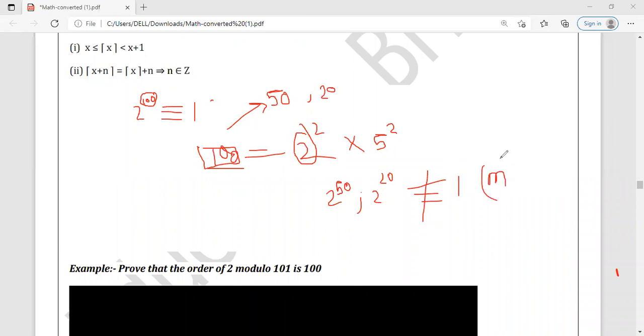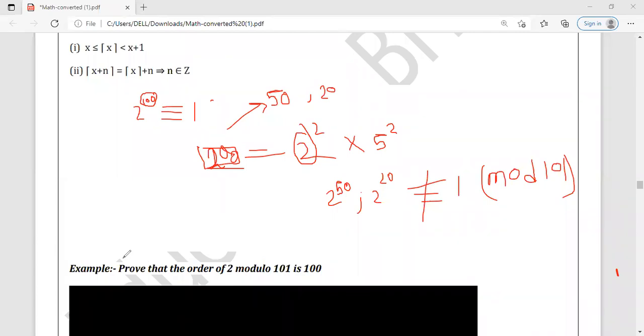This may take 4 lines, not 1 line. Don't write it as obvious, because actually everything is obvious here. So this is the proof. If I had given 2 to the power 200, then I would have prime factorized 200 and divided 200 by its prime factors, and I would show that 2 to the power of each quotient obtained is not congruent to 1 mod 101, and we will be done. So this is the process to prove this type of statements.